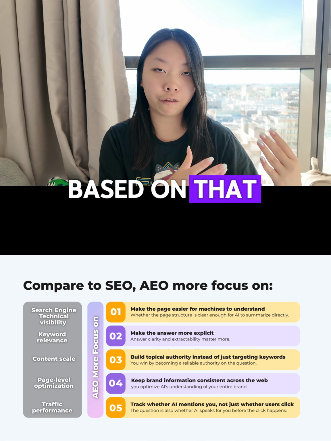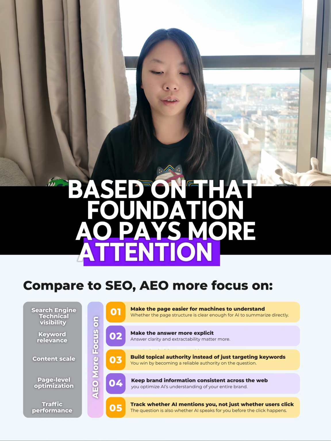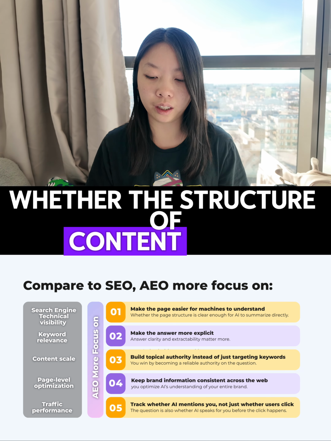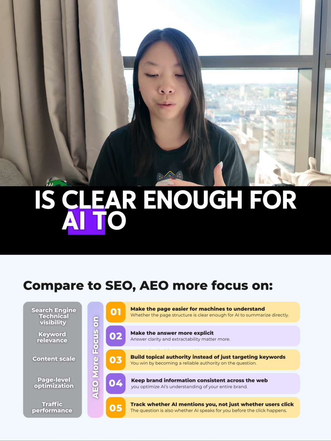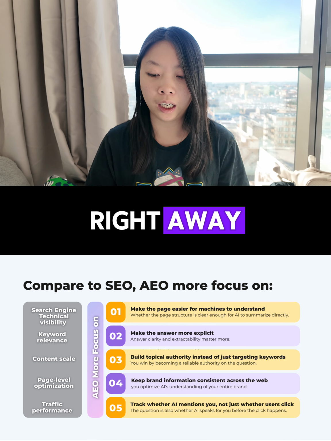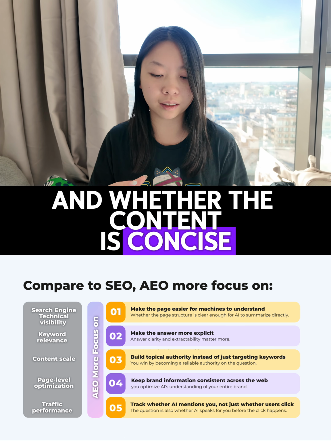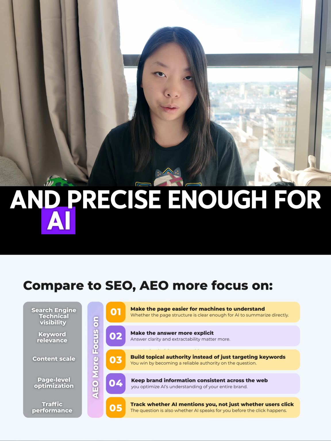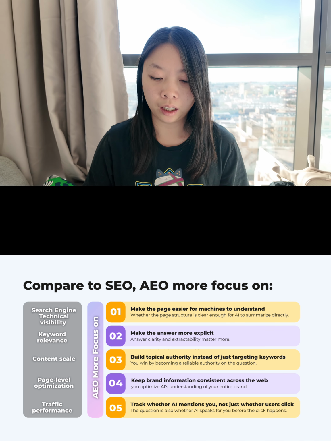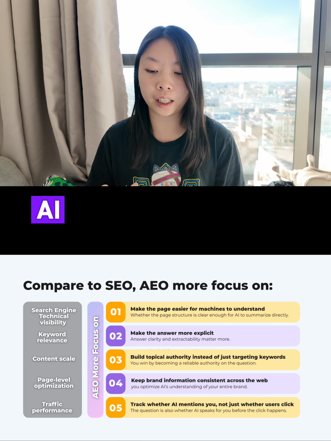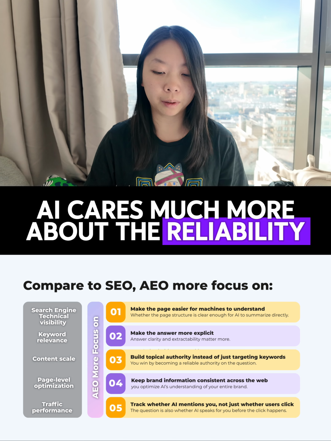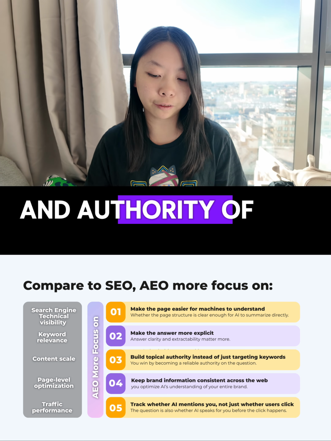Based on that foundation, AEO pays more attention to whether the structure of the content itself is clear enough for AI to summarize and capture right away, and whether the content is concise and precise enough for AI to immediately summarize. At the same time, AI cares much more about the reliability and authority of the content.